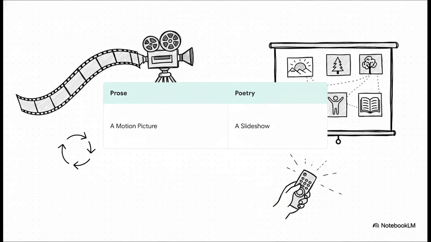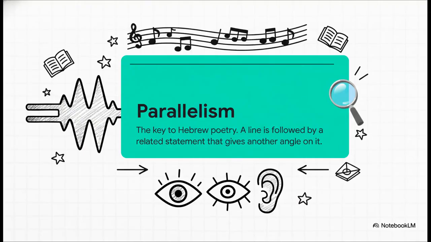There's a scholar, Dr. Bruce Waltke, who has this brilliant analogy for it. He says prose is like a motion picture, a continuous flowing story. But Hebrew poetry, that's more like a slideshow. Each verse is its own powerful, distinct image, and it's our job to connect the dots and see the bigger picture they're creating together.